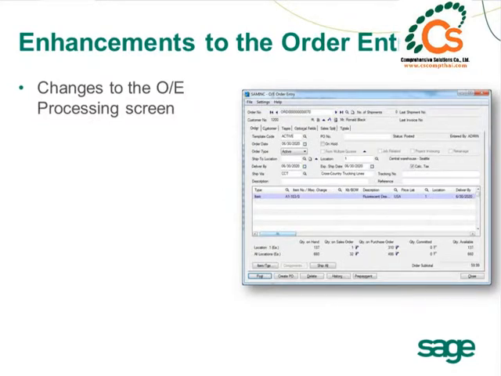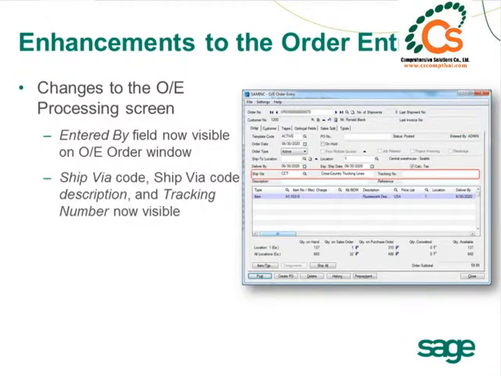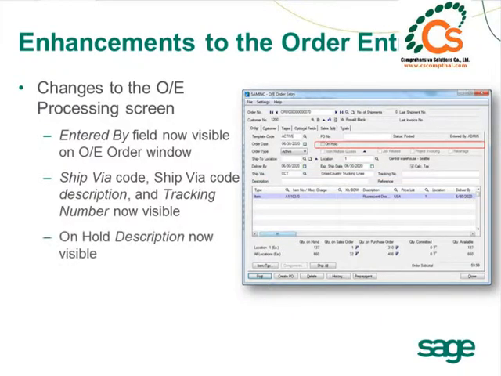To enhance usability, we made significant changes to this window. In the Order screen, you'll notice that the Entered By field is now visible. The Ship Via Code, Ship Via Code description, and tracking number are also visible on the Orders window. The On Hold description is now available. A new field, Deliver By, has been added. This can be very useful for clients that need to be able to enter the Deliver By date when entering a sales order.